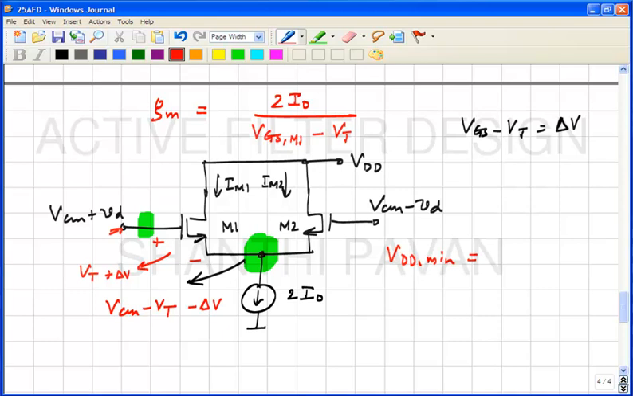Pardon? Yeah, what is that? It's VCM minus VT. Correct? As long as VDD is greater than VCM minus VT, the transistors will be in the saturation region. Correct? All right.